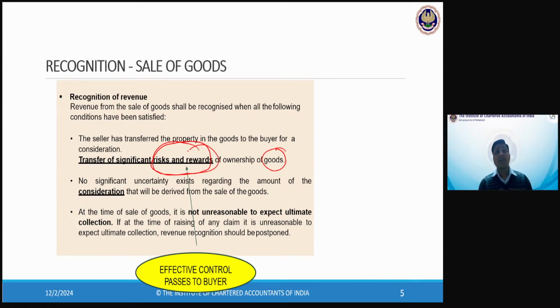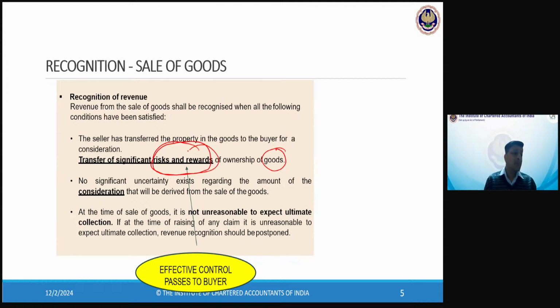Now, the question arises that during this period, the seller has sold or transferred, but the buyer has not received. So, who will take up this risk? That is what you call risks and rewards which are attached to the goods. If the buyer happens to be the party who has taken up this risk, that is when you say that the significant risks attached to the goods have got transferred to the buyer.